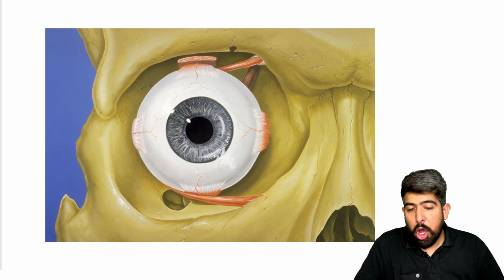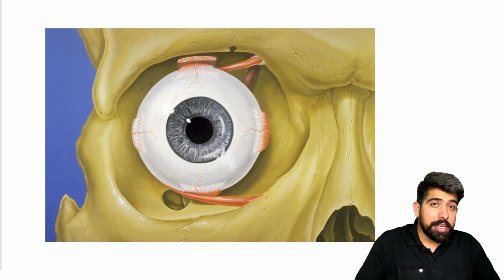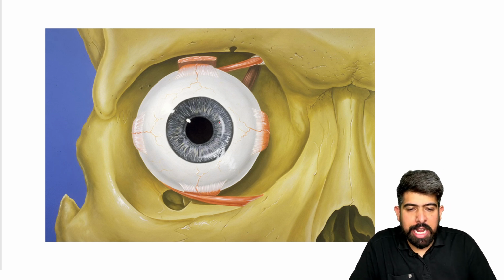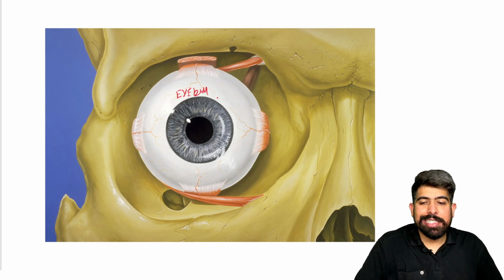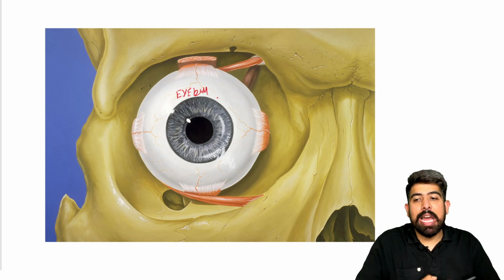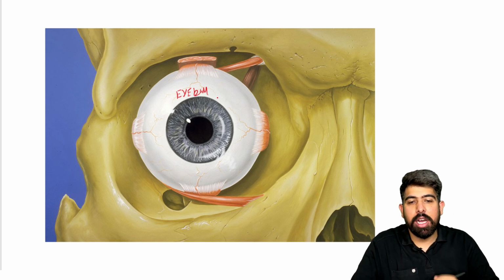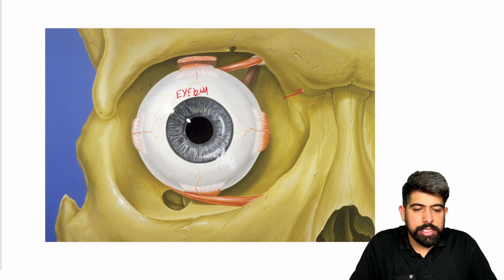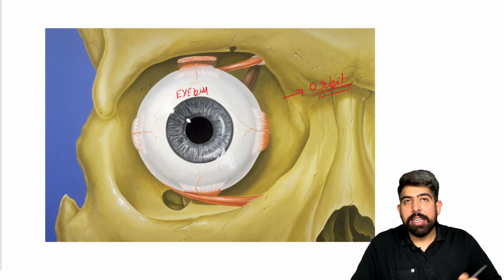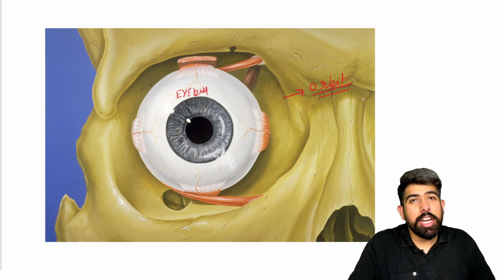Now we have to talk about the orbit. What is the meaning of the orbit? We talked about the eyeball. This is your eyeball, and this eyeball is situated in our skull in a bony cavity, and this bony cavity is known as your orbit.